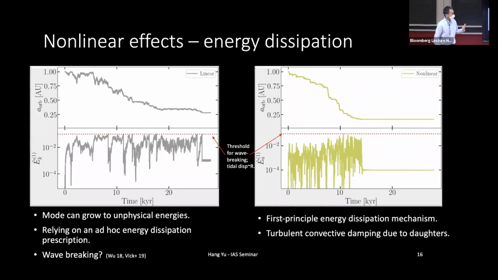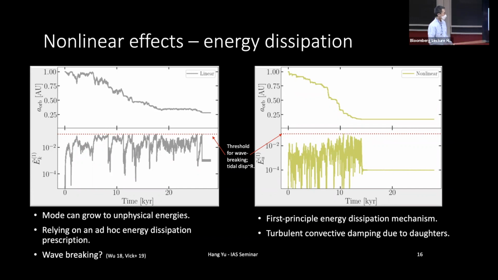And now, finally, let's talk about dissipation. As people mentioned, once diffusive tide happens, it can allow the mode energy to grow up to a large value. But in order for the orbit to continuously decay, we need to somehow remove this energy. Under the linear theory, the linear damping is way too small to be relevant here. So what previous studies assumed is actually an ad hoc energy dissipation prescription.